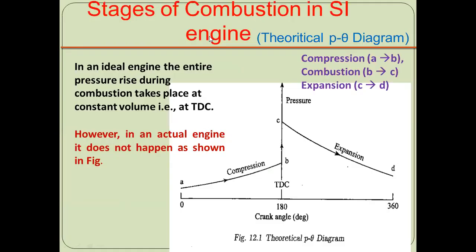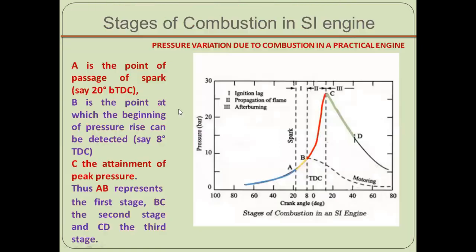So in the next slide we can discuss the stages of combustion in the SI engine. From this slide we can see the theoretical P theta diagram, which shows the ideal conditions. In the ideal condition, process A to B is a compression process, B to C is a combustion process, and C to D is an expansion process. In the actual engine, this does not happen, so now we can see the stages of combustion in the actual SI engine.